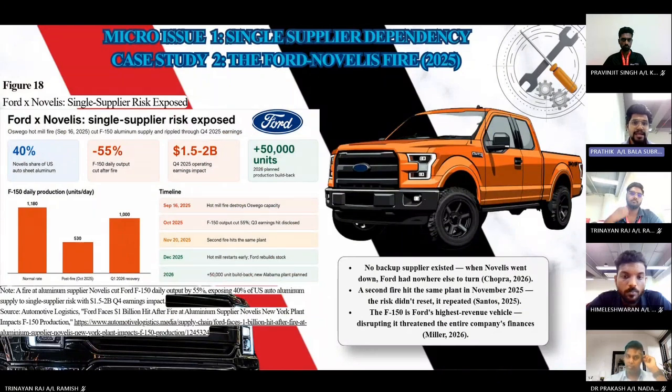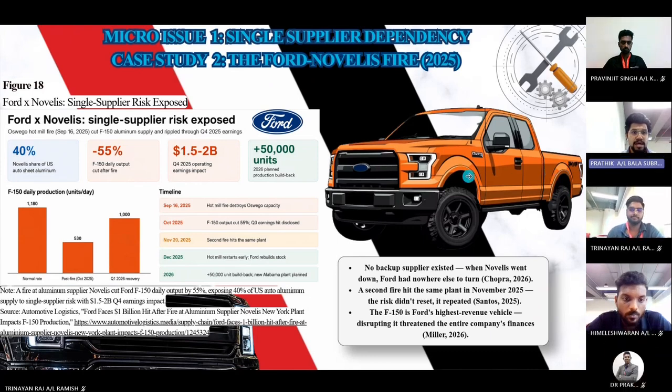This case also highlights the risk of single supply dependency. In September 2025, a fire at Novelis aluminum plant reduced Ford F-150 production by 55%. And because Novelis supplied about 40% of the US automotive aluminum, Ford faced a major shortage. The disruption cost an estimated US$1.5 to $2 billion financial impact.